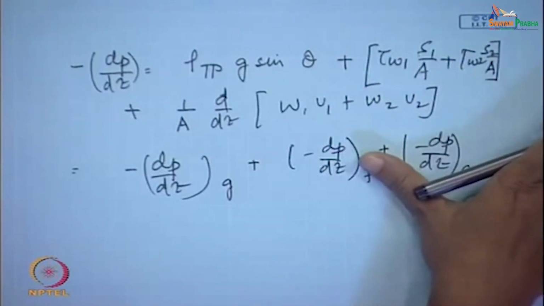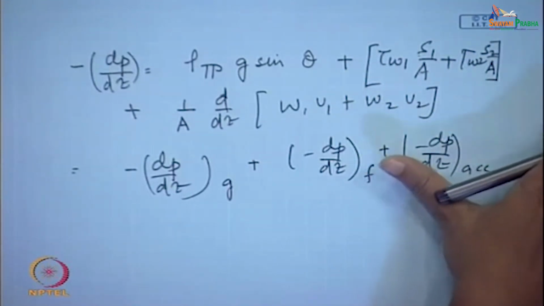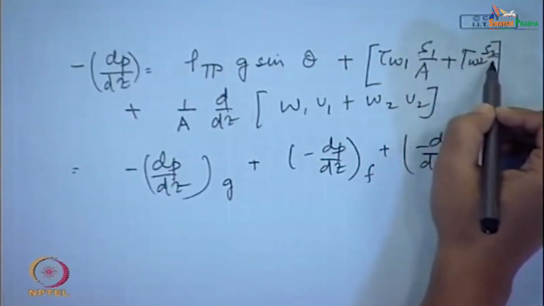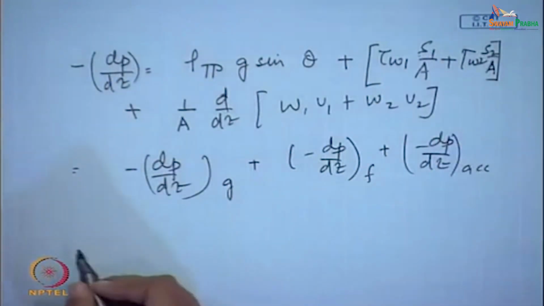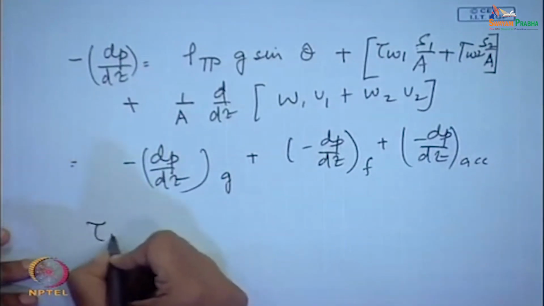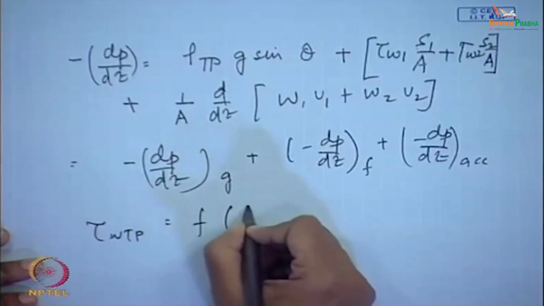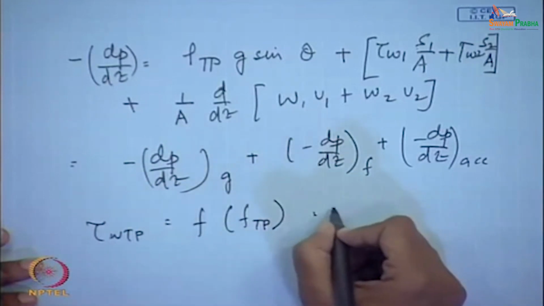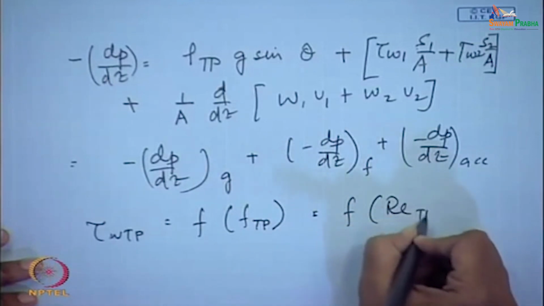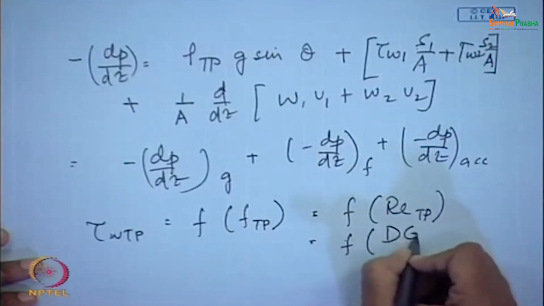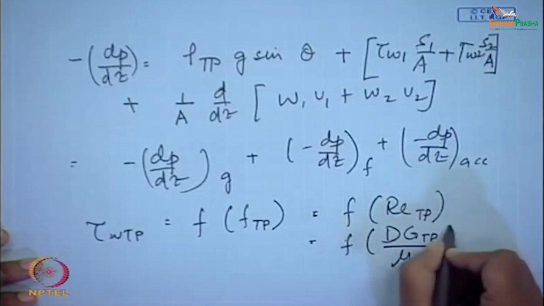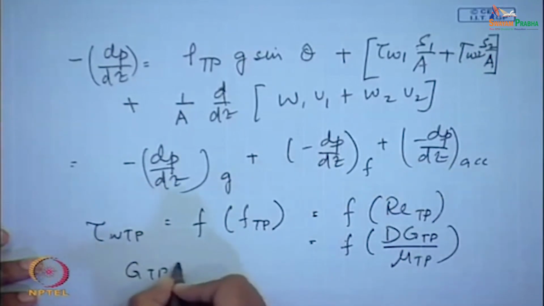Here also we have to do something, but there the situation was easier. Why? Because this whole thing we could take up as tau WTP S by A. So, in that particular case we did not have to know S1, S2, and there was no separate S1, S2 there at all, just we had to find out tau WTP, isn't it. So, there were certain things that we did. First thing which we did was tau WTP was a function of F two phase, which is in turn a function of Reynolds number two phase, and this Reynolds number was d GTP by mu TP. So, GTP was nothing but G1 plus G2.